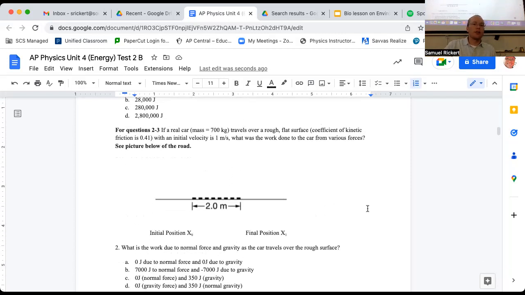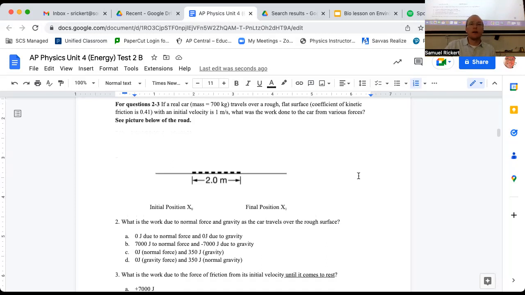So that was potential energy due to gravity. Next, we're going to talk about work and kinetic energy for the next two problems. The first one says, if a real car, this is the same picture as your practice questions, we just changed the mass, goes over a rough flat surface with a coefficient of 0.41 and an initial velocity of 1 meter per second, what is the work done to the car from various forces? So you could put the car in the middle and draw the forces.